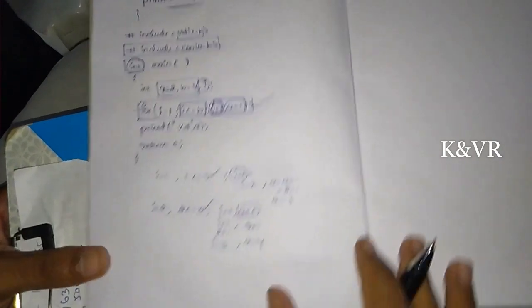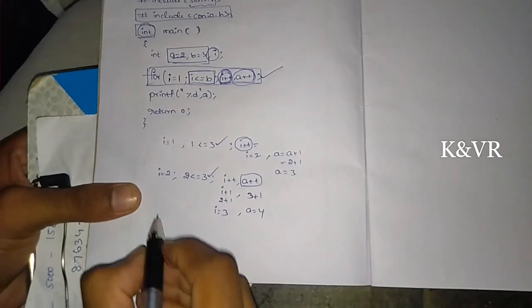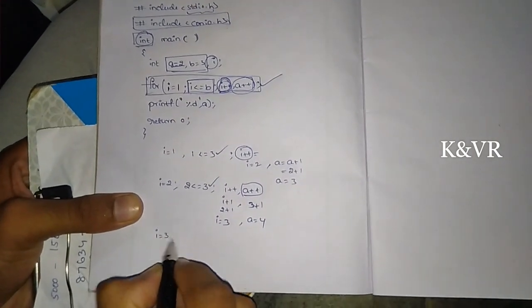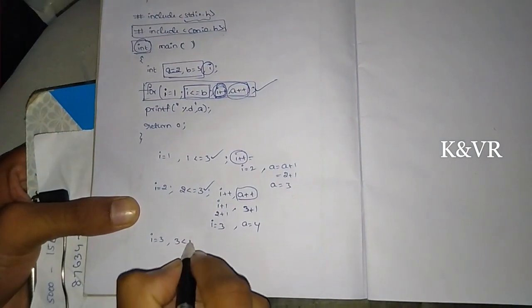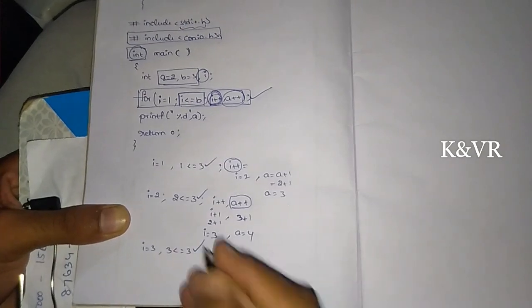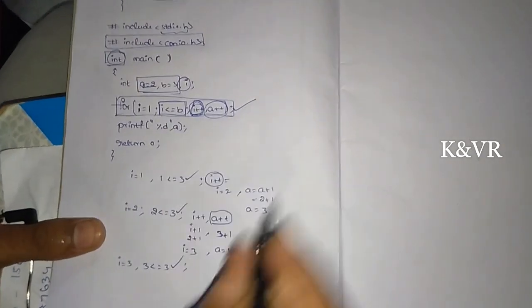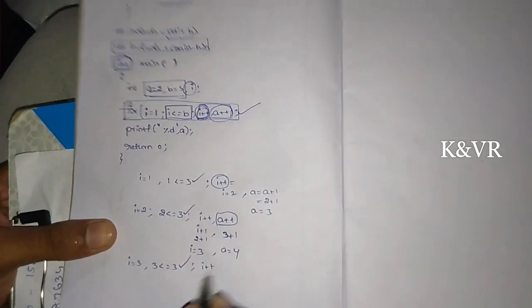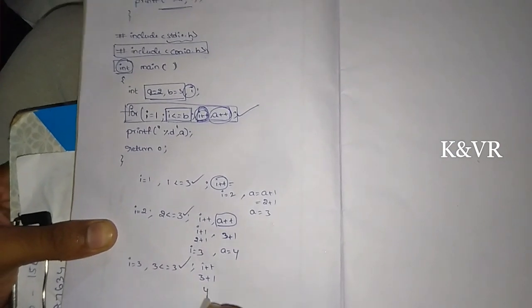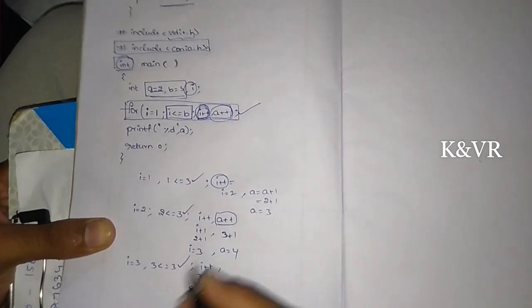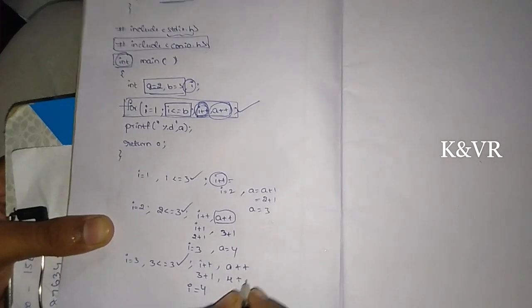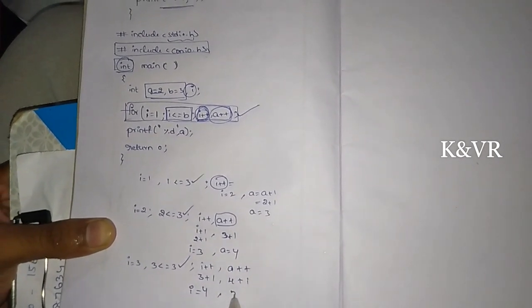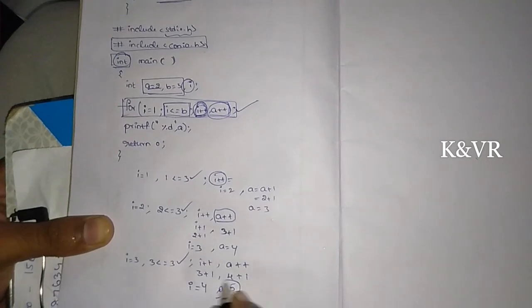Now again we will check the condition: i less than or equal to b means 3 less than or equal to 3, the condition is true. Now i will get incremented, that is 3 + 1, that is 4. Now i is 4 and a++ means 4 + 1, that is 5, a equal to 5.